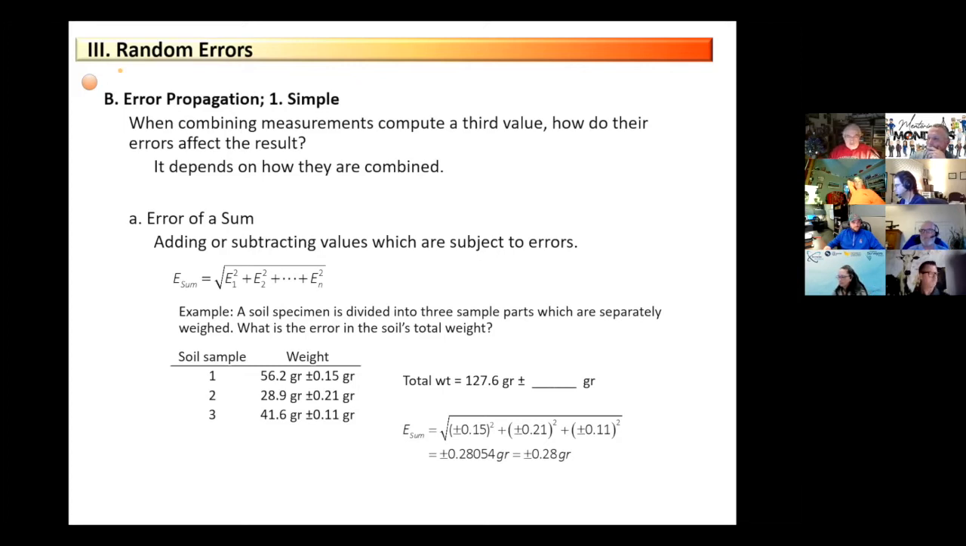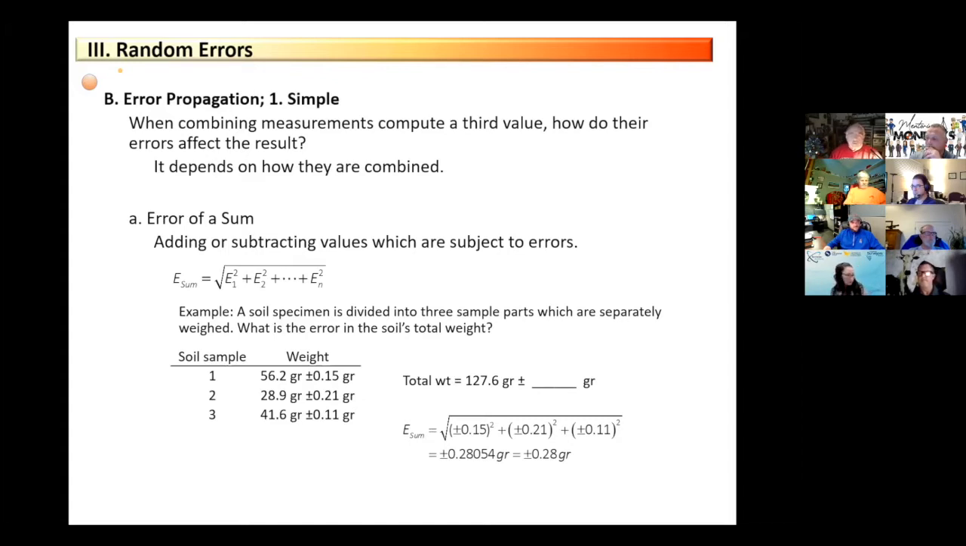The question is how those individual errors contribute to that answer. The example I've got is just to show you it's not a surveying thing, any measurement science is subject to these types of errors of propagation. We've got a soil sample that's divided into 3 parts and they're weighed independently of each other. There's an uncertainty in the weights of those individual parts. When we add up the most probable values of these individual ones, we get 127.6 grams for the total weight. The question is how do these errors propagate into that answer? Most people would say, well, we're going to add them together, 0.15 plus 0.21 plus 0.11, and express that as the uncertainty in the sum.